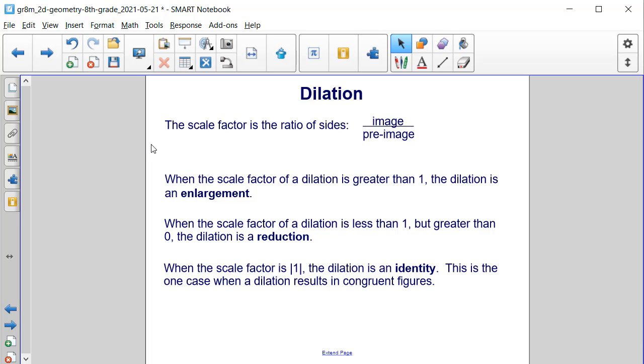When the scale factor of a dilation is greater than 1, the dilation is called an enlargement. When the scale factor of a dilation is less than 1 but greater than 0, the dilation is a reduction. When the scale factor has an absolute value of 1, the dilation is called an identity. This is the one case when a dilation results in congruent figures.